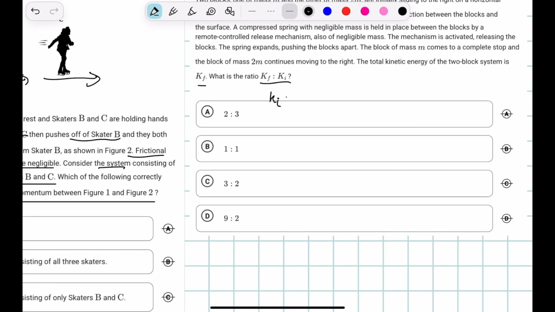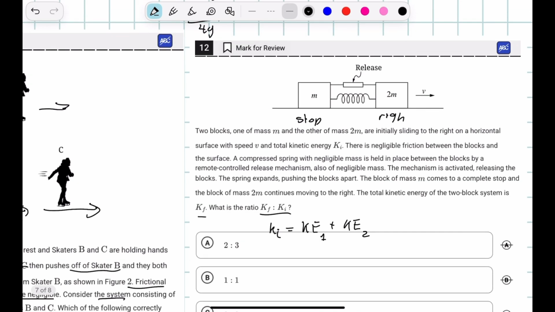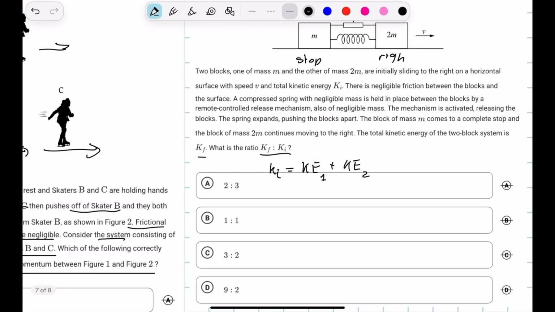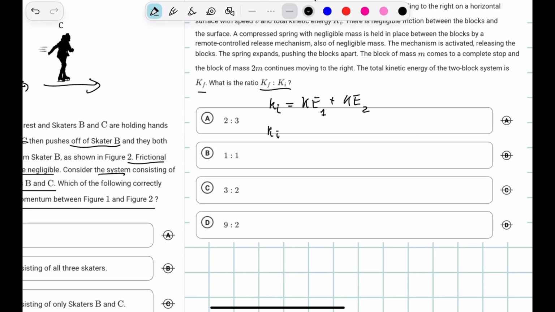So initially we have the kinetic energy of mass 1 and the kinetic energy of mass 2. I'm going to call this mass 1, that's mass 2. Then substituting in, we know 1/2 mv squared, and this one is going to be double the mass, so that's 1/2 (2m) v squared.